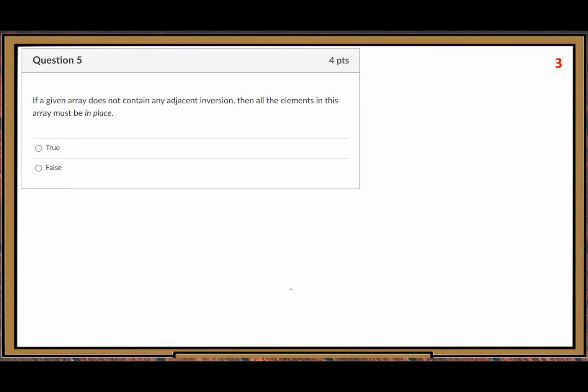Question number 5. If a given array does not contain any adjacent inversion. I hope you know the adjacent. Because usually when we define inversion, we consider the general pair. For the adjacent, it is i and i plus 1, a special inversion. So here, the array does not contain any adjacent inversion.